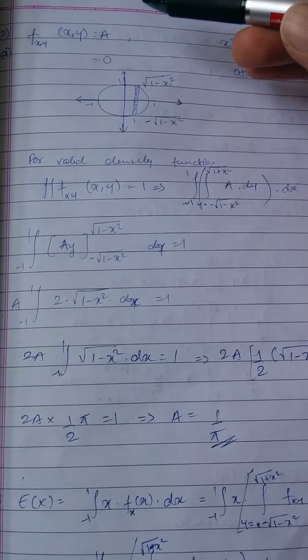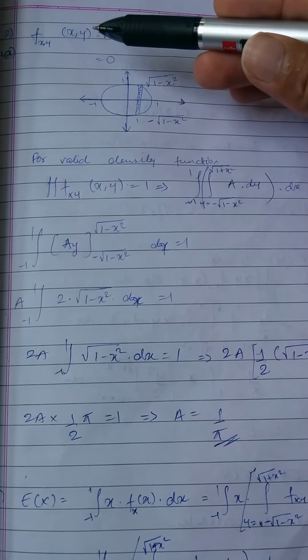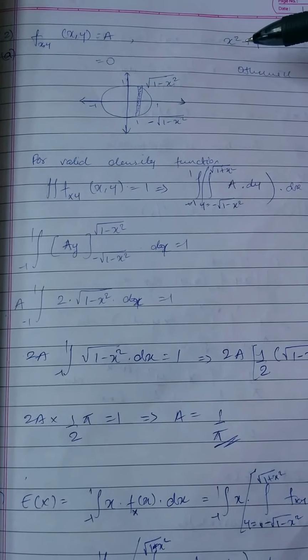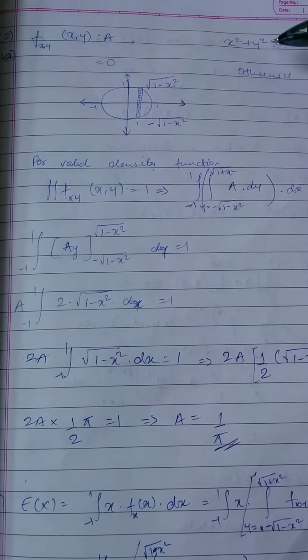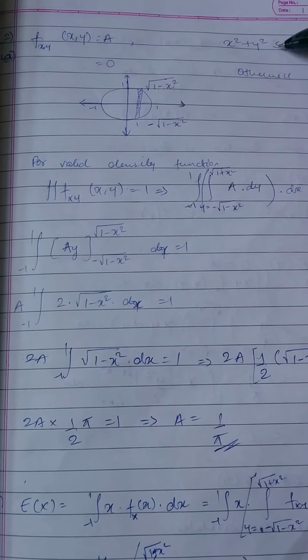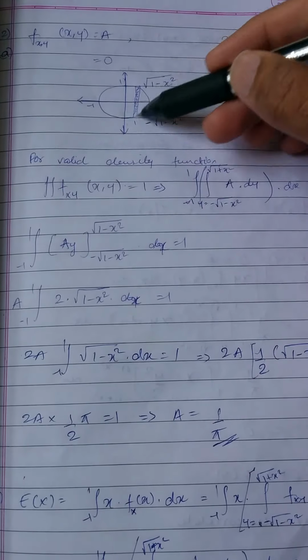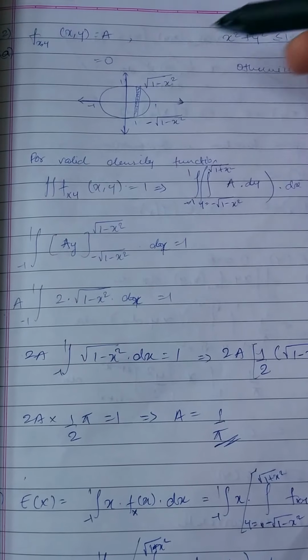In the second problem, it's given that the joint density function of x and y is equal to a for x square plus y square less than one. So this forms a unit circle. The x square plus y square less than one forms the area under the unit circle.